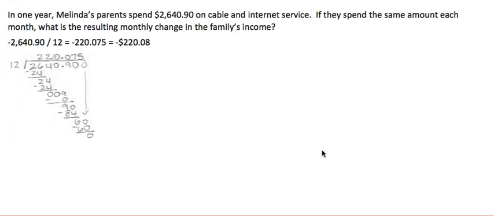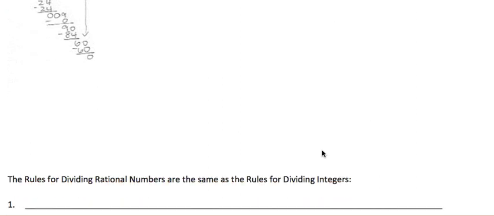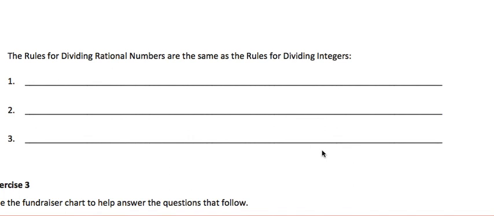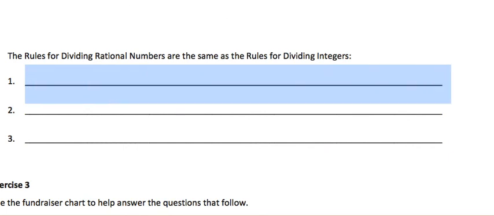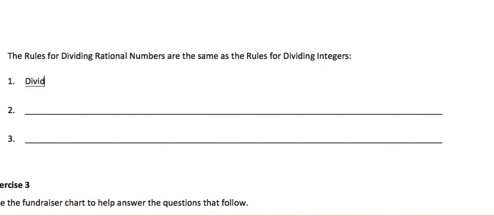Are the rules for dividing rational numbers the same as the rules for dividing integers? Yes, there's no difference. So now we will write our rules for dividing rational numbers. First of all, we divide the absolute values of the two rational numbers.